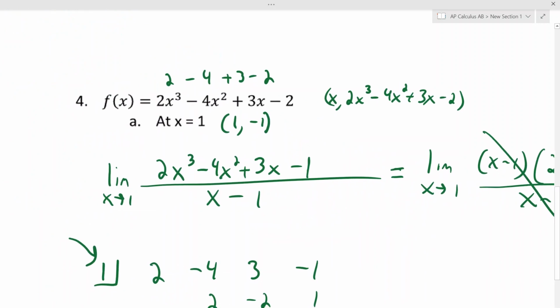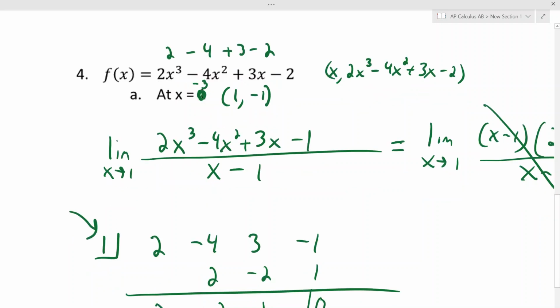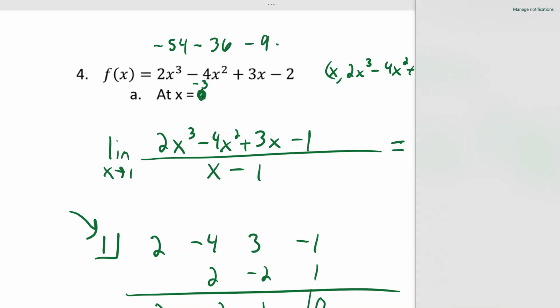So at x equals -3, let me get rid of some of this junk. If you plug in -3, you're going to get -54 right here, right? That's -27 times 2, minus -3 squared is 9 times 4 is 36. -3 times 3 is -9, minus 2.